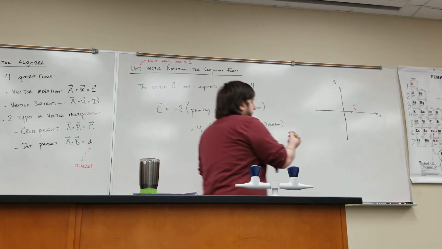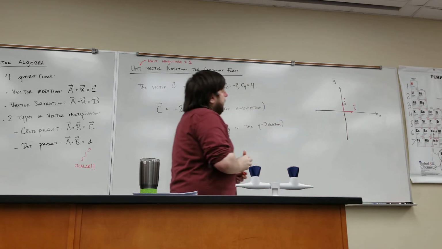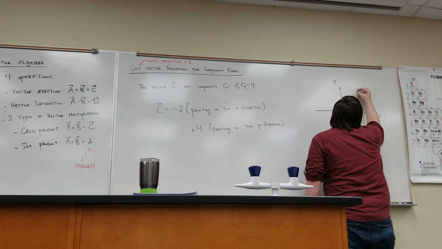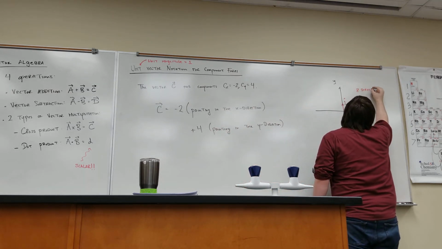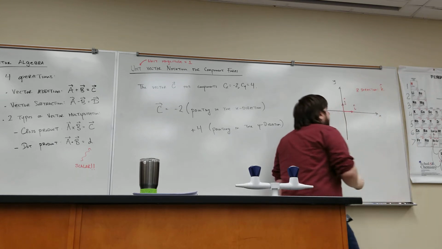Then in the y direction, we have the unit vector j hat. The z direction, if we have a 3-dimensional coordinate system, is described by a unit vector k hat.